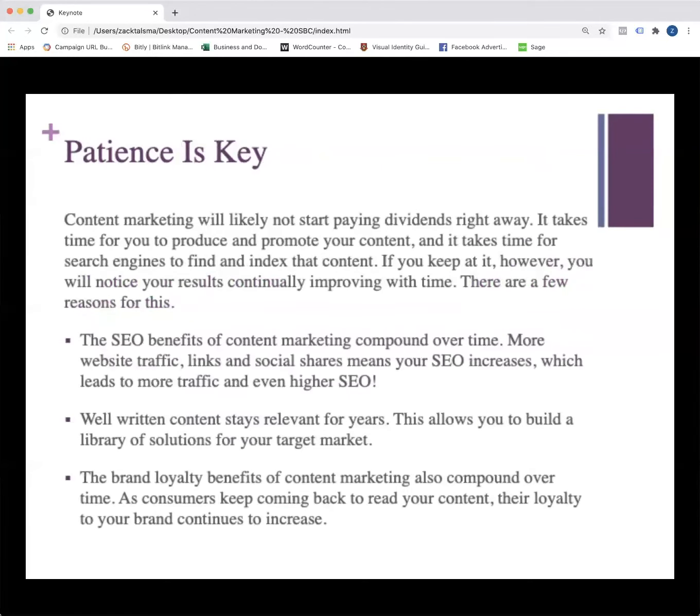One caveat to that is that content marketing takes time. If you're looking to get people on your website tomorrow and generate leads tomorrow, content marketing is not the best solution. If you're looking to get consistent leads and consistent traffic over the next 3 or 4 years, that's where content marketing really shines. So it takes some time for you to produce content.